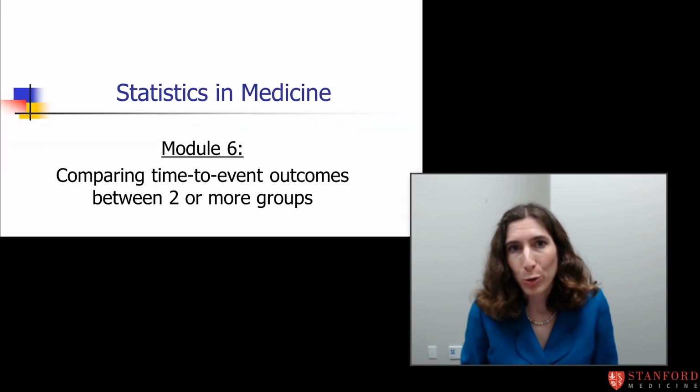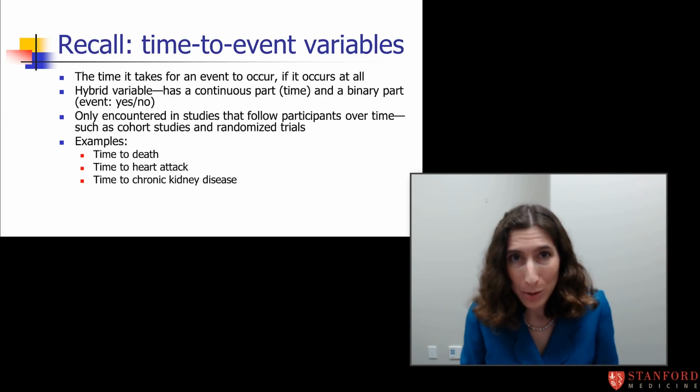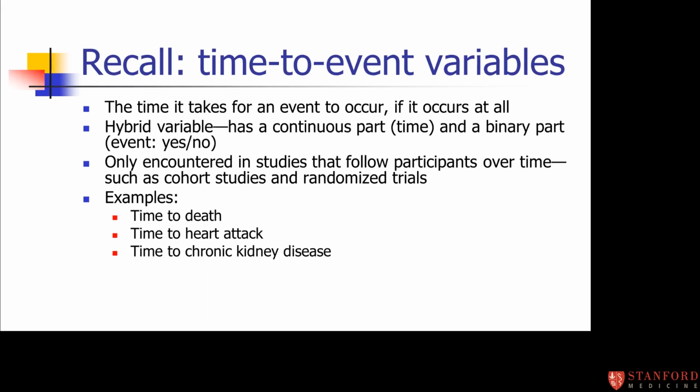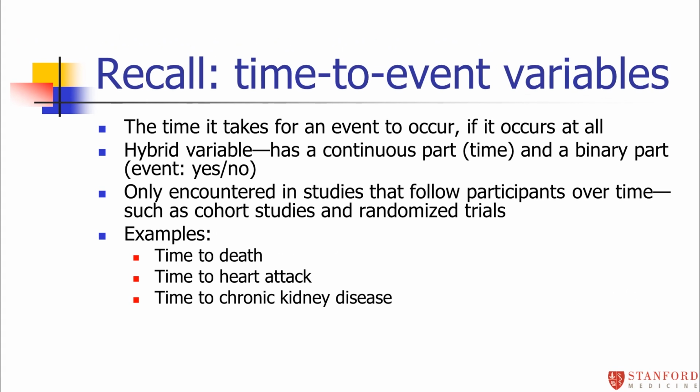In this next module, I'm going to introduce you to survival analysis and tell you about the statistics that are used to compare time to event outcomes between groups. We talked about time to event variables in the very first week of this course. A time to event variable is something that you can collect only in a randomized trial or a cohort study where you're actually following people over time.